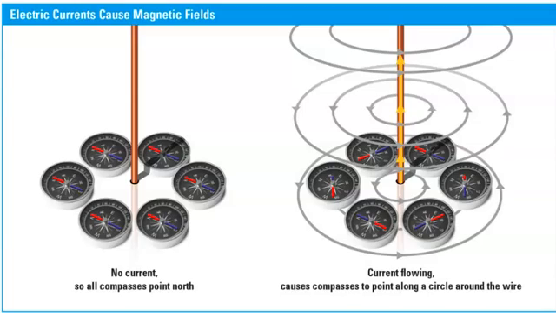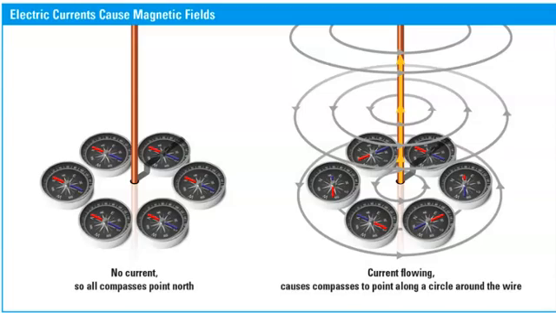On the left in figure 3a, the wire in the center of the compasses does not carry a current. So there's 6 compasses and a wire that runs right down the center. Because no magnetic field surrounds the wire, there is no effect on the compasses. All the needles point north to align with Earth's magnetic field.